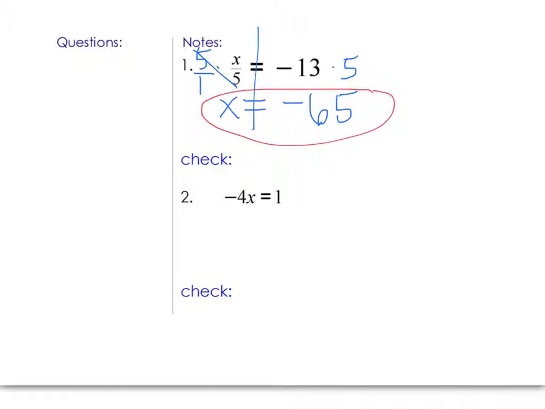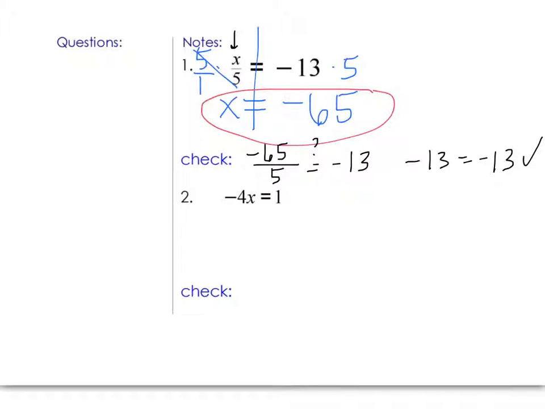Well, now I want to check it because sometimes we make little mistakes. So if I check this, anywhere I see an x, I'm going to put -65. So -65 divided by 5 equals -13. What's -65 divided by 5? Do it in your calculator right now. Ooh, negative 13 does equal negative 13. You are checked. You are good to go. You know you got that problem right.